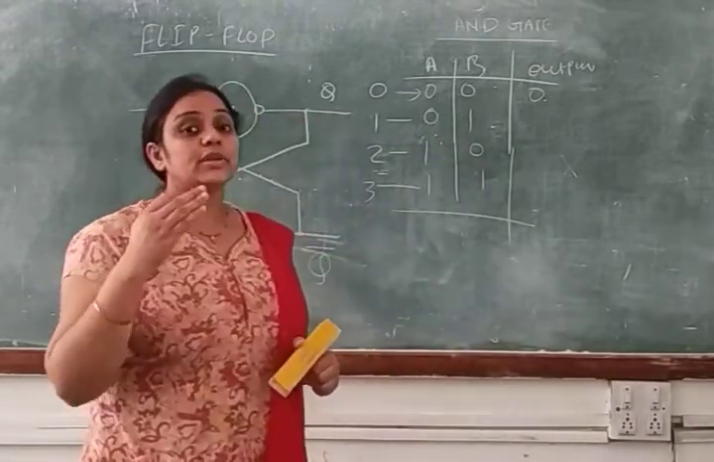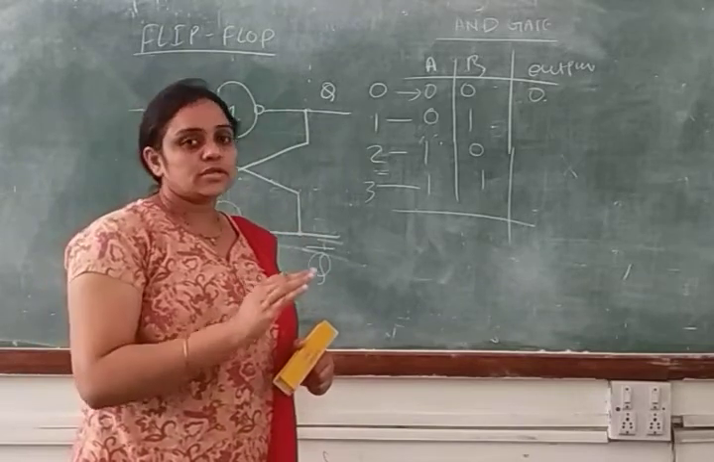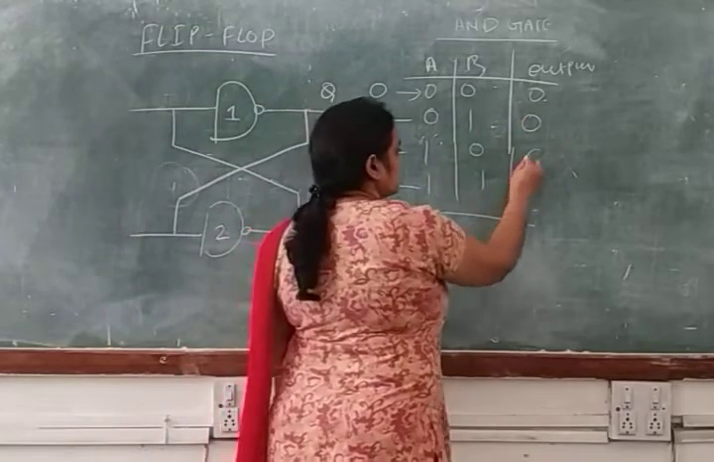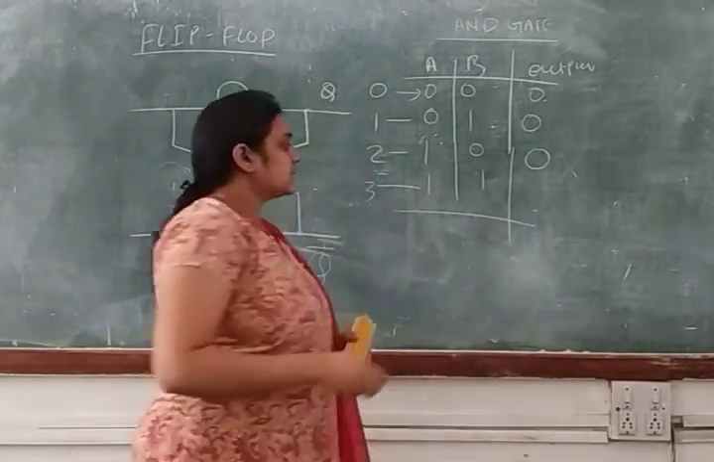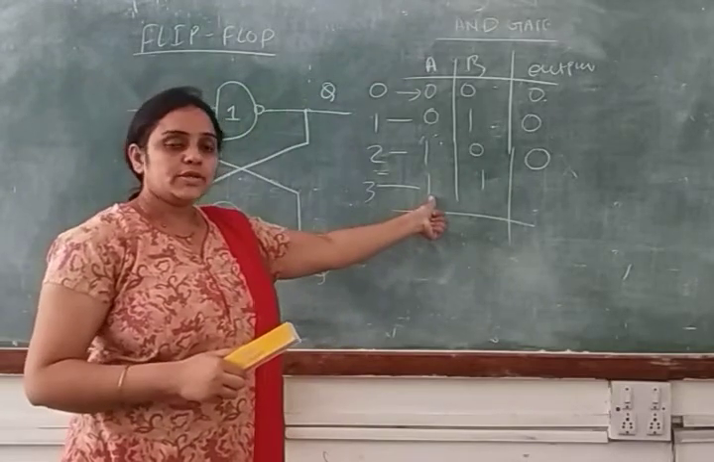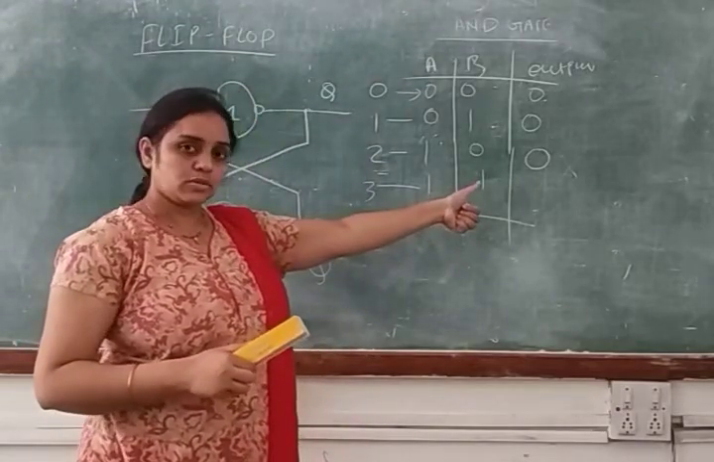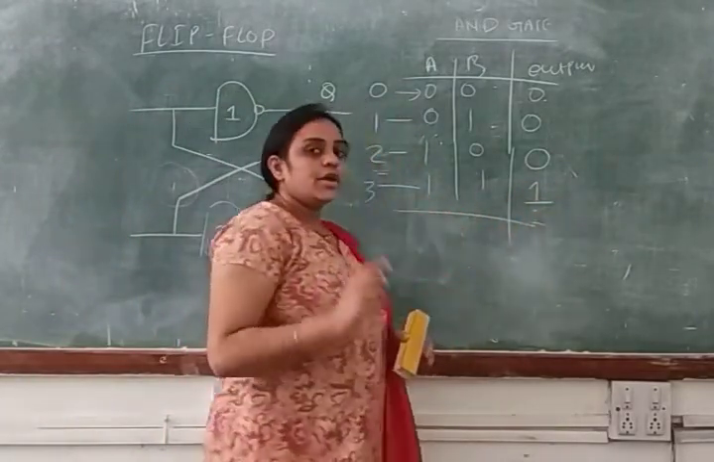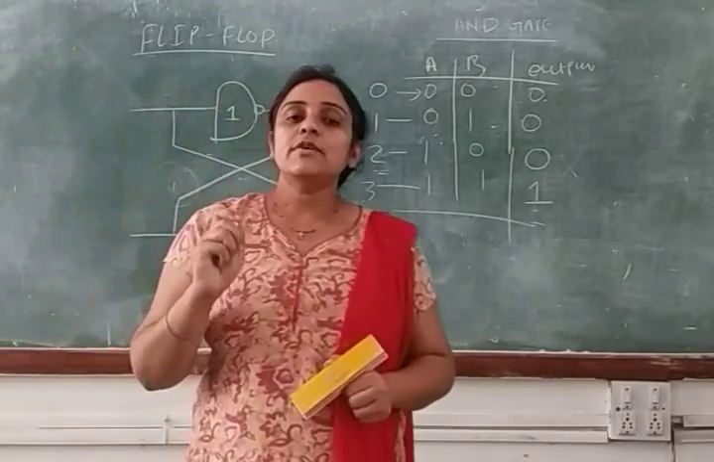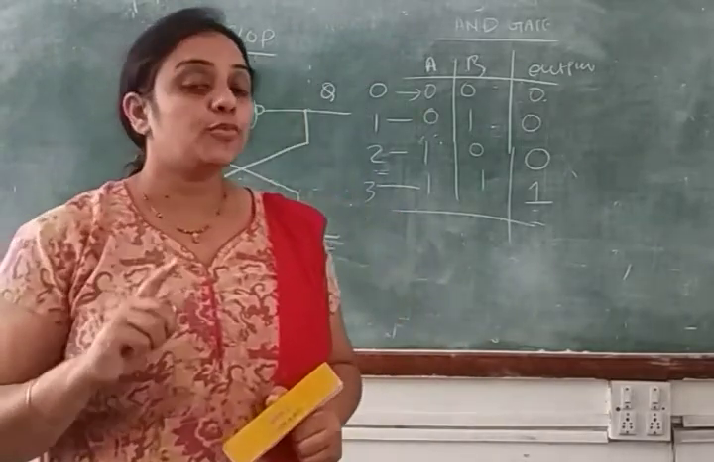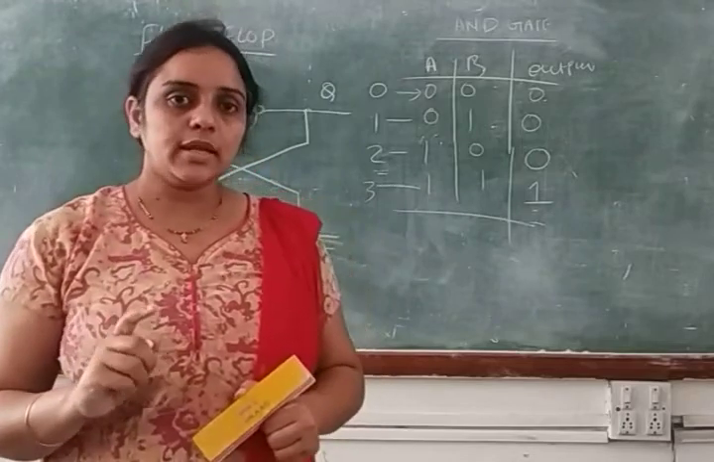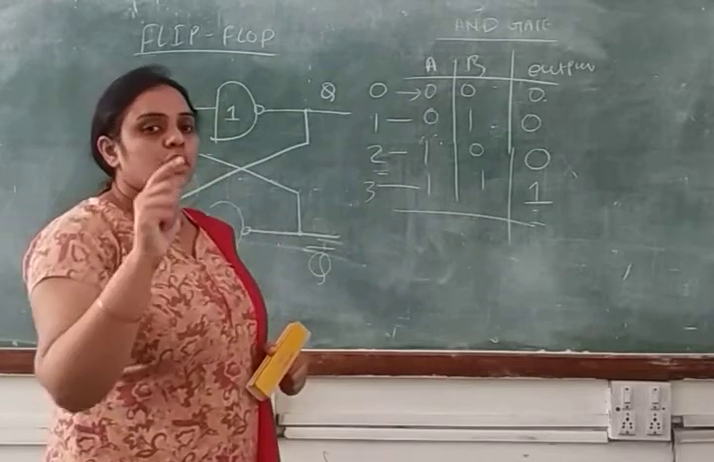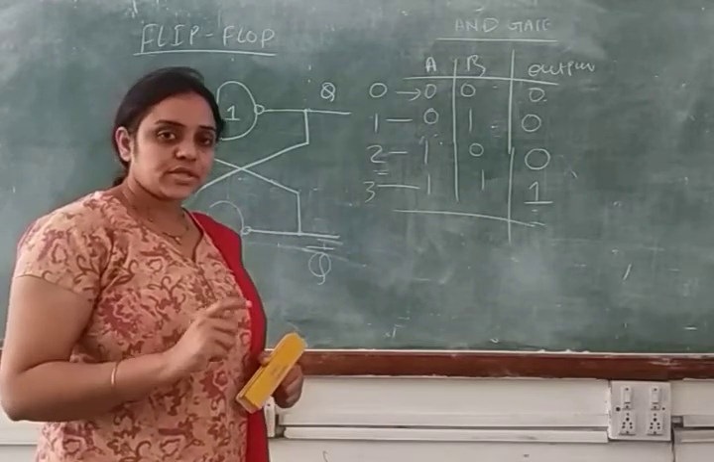Then again, according to the characteristic of the AND gate, if one input is 0, your output is 0. So 0 1 means 0, 1 0 means 0. Here in the last case, if your A value is 1 and your B value is also 1, that's why your output is 1. It means if every input has a value of 1, you will get output 1 in an AND gate. Clear? And if any input value is 0, your whole output is 0, according to the characteristic of the AND gate.